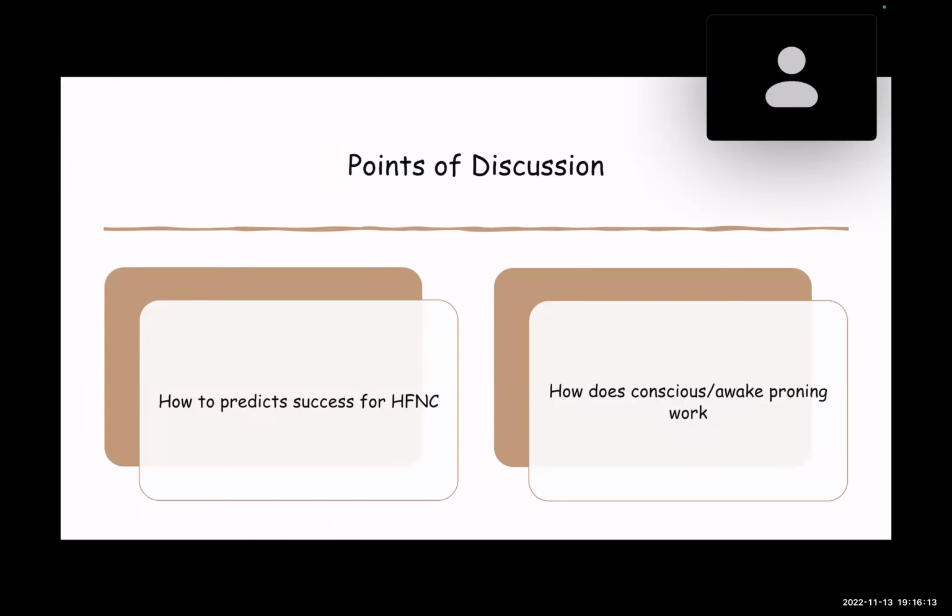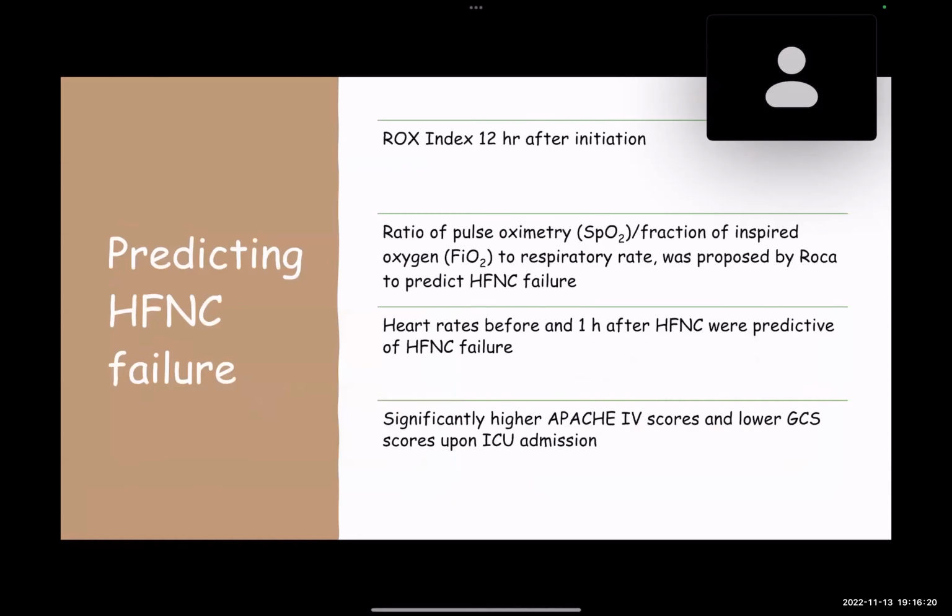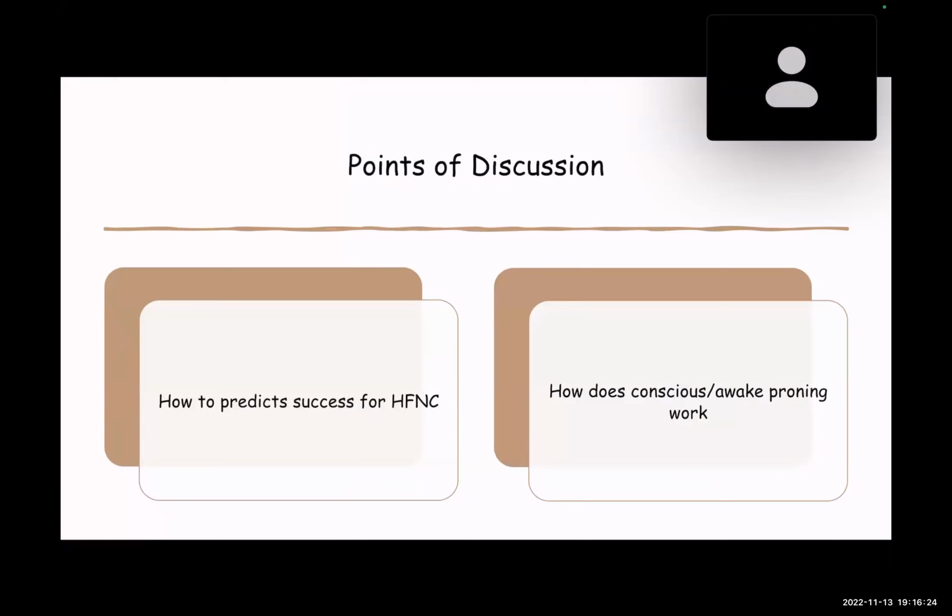How to predict success of HFNC, we had already talked about the ROX index. And how does conscious awake proning work? So the proning mechanism itself improves the oxygenation, as anatomically the lungs are conical with the apex lying on the ventral aspect. So once the patient is made prone, the oxygenation at the dorsal surface improves. So that improves the ventilation perfusion.